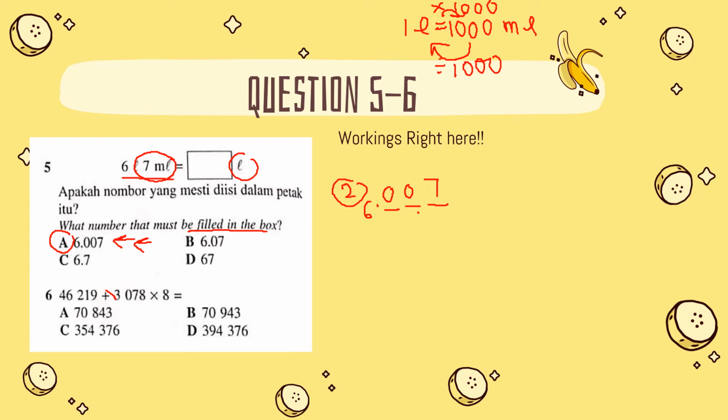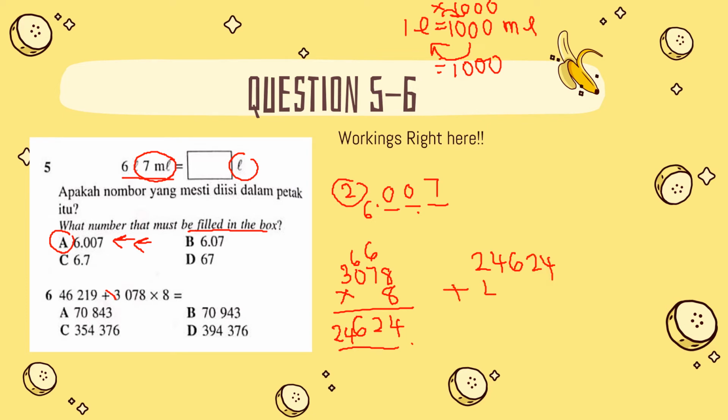Alright, so 3078 times with 8. So we put 64 there. 7 times 8, 56. 56 plus 6, 62. 24. Now 46219 plus with these number to get the answer. 624 plus with 46219.